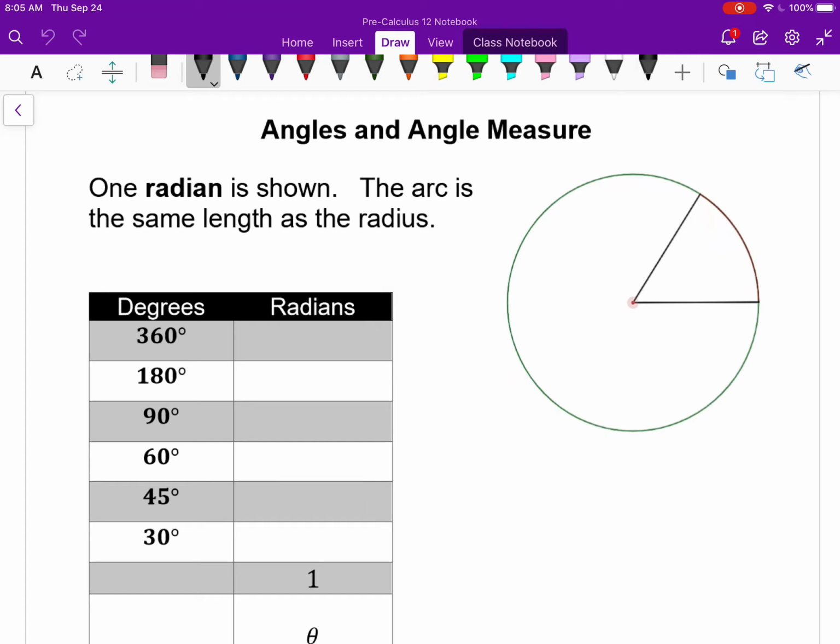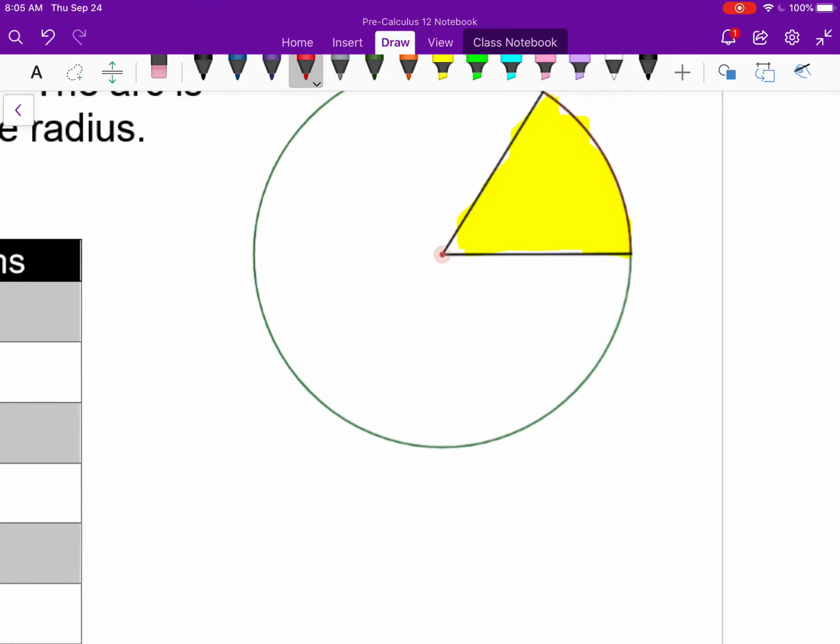Well, a radian is much different than a degree in terms of size. This, what I'm coloring in yellow, is 1 radian. Whereas 1 degree, if I was to estimate it visually, would be so hard to draw because it's so small. 360 of them fit in 1 rotation. So let me get rid of that.